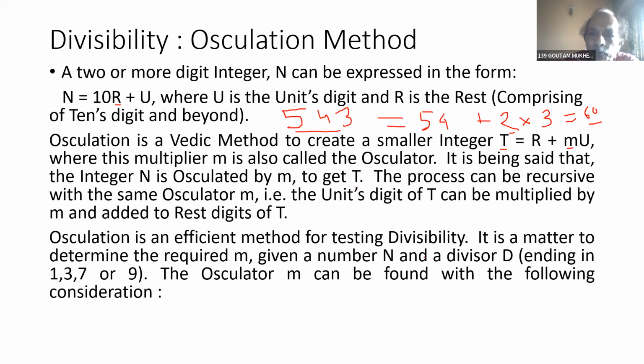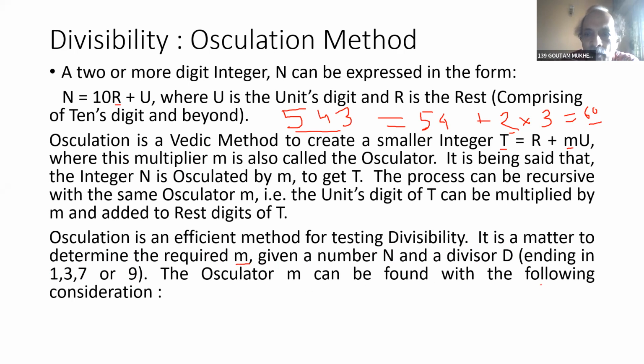Oscillation is an efficient method for testing divisibility. It is a matter to determine the required m, given a number n and divisor d. Suppose I am given a number n and d, I have to find that m. The divisor d must end in 1, 3, 7, or 9. There is no point in applying the procedure, neither can it be applied, for an even number or a multiple of 5. So it is only 1, 3, 7, and 9.